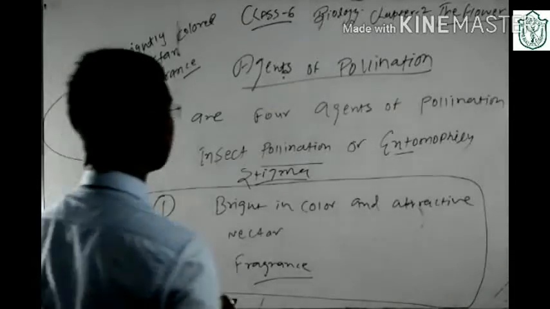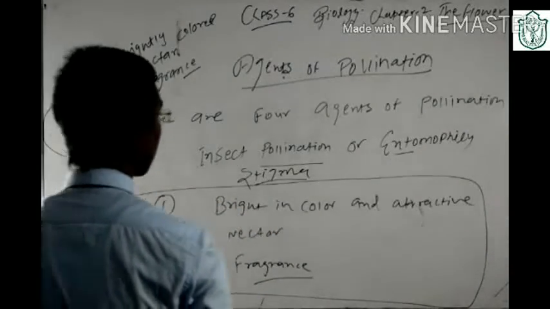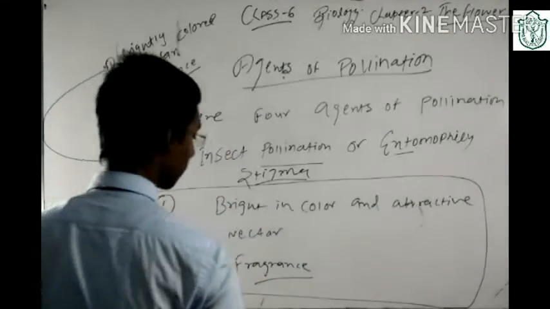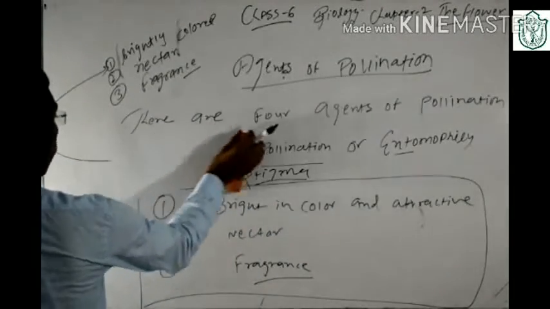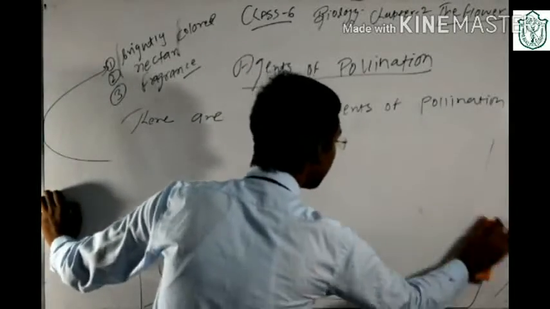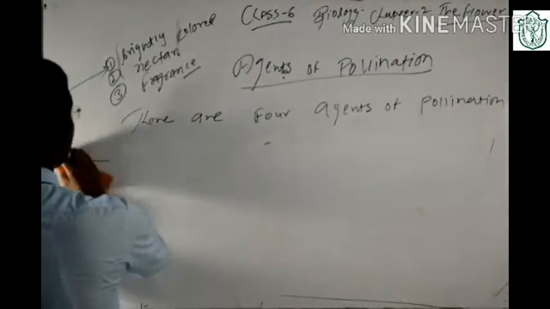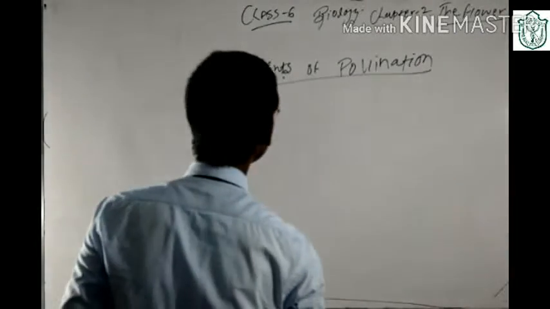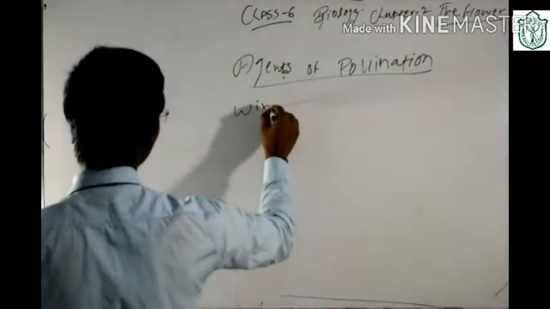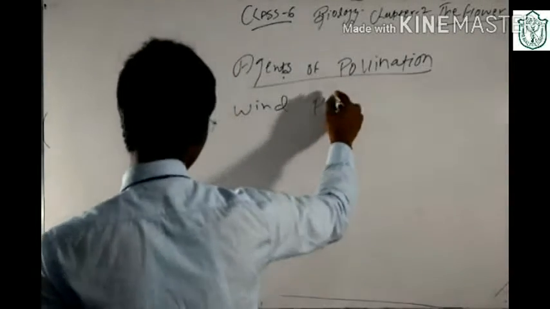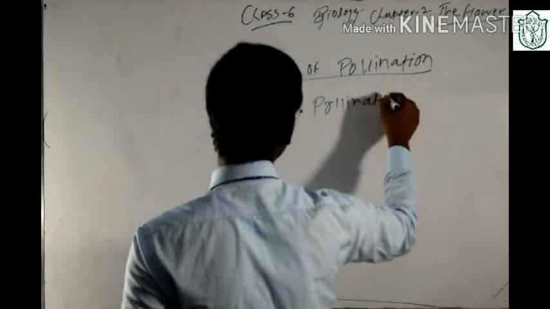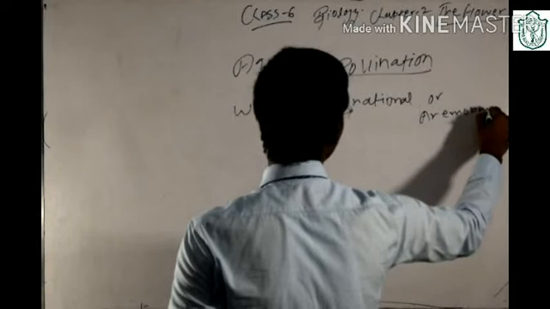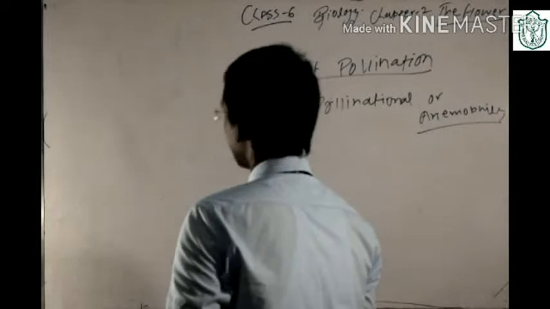In the next agent of pollination, we are going to study the second, which is the wind. What is this? Let's see how it happens, and what characteristics the flower and the plants should have to get pollinated by the second agent, called wind pollination, or anemophily.